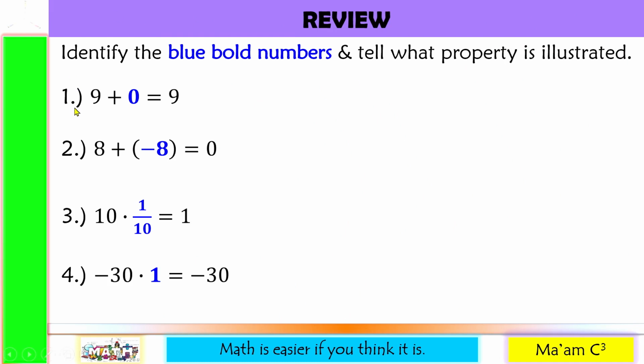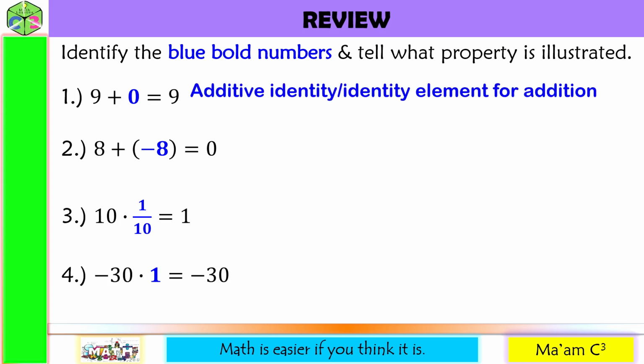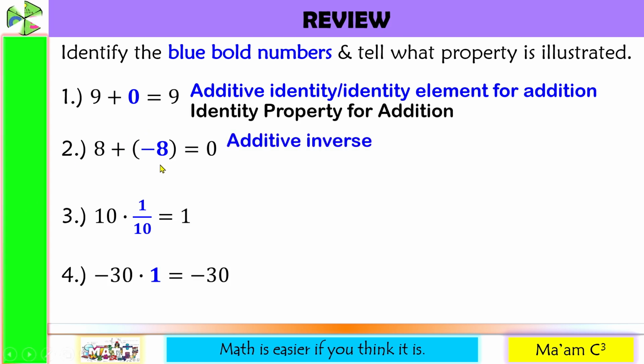Number 1, 9 plus 0 is equal to 9. 0 here is what we call additive identity or identity element for addition. And the property illustrated here is identity property for addition. Negative 8 here is what we call additive inverse. The sum is equal to 0. This property is inverse property for addition.